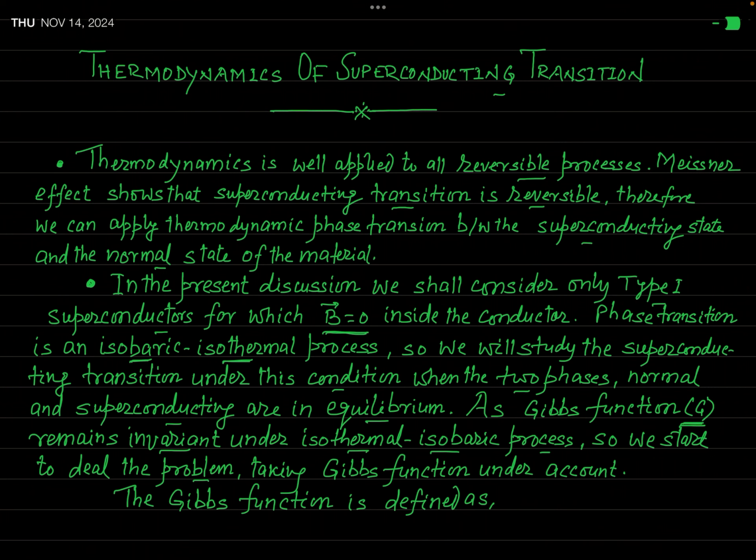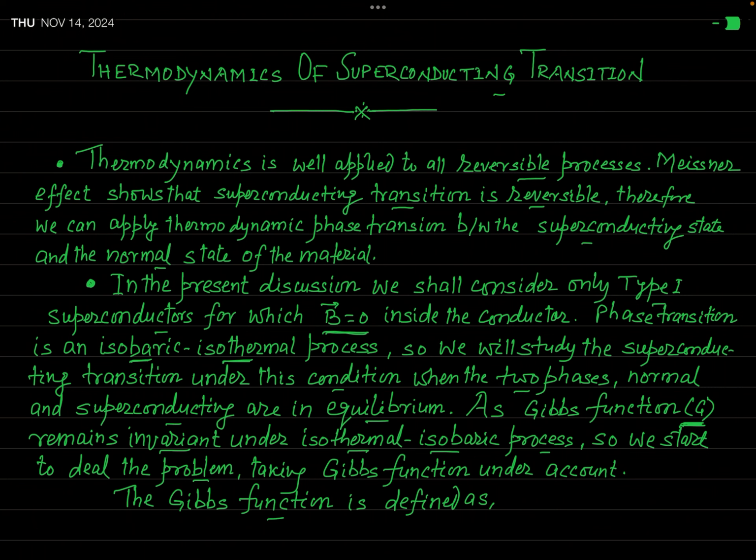So here also, in the case of phase transition between the normal state of a material and its superconducting state, we will start to deal with this problem by taking the Gibbs function or Gibbs potential into account. Our aim is to know how some of the thermodynamical properties change when the phase transition between the normal state of the material and its superconducting state takes place. So let us start with the Gibbs potential.